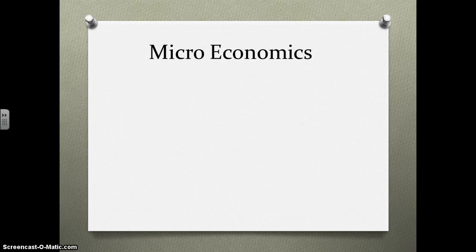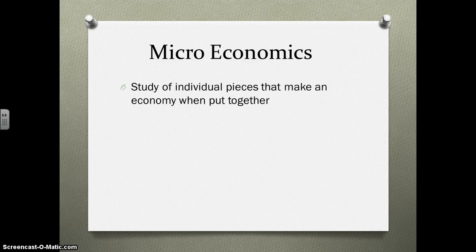But before we get to that, let's differentiate between macro and microeconomics. Microeconomics is what we've been studying. Microeconomics is the study of individual pieces that make an economy when we put them together. So this is the makeup of households, businesses, and government. You put all those things together and you get macro, but looking at each individual component is what gives you microeconomics.